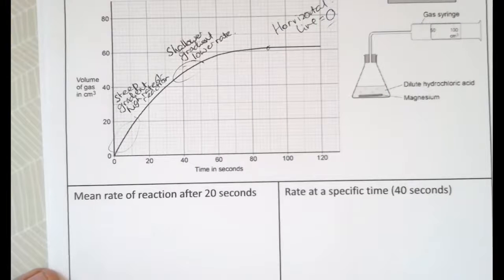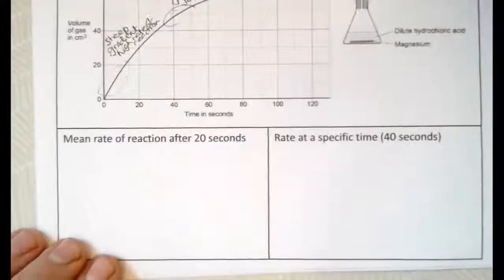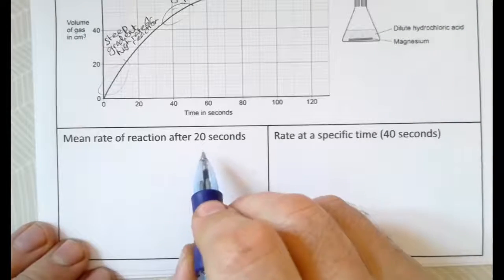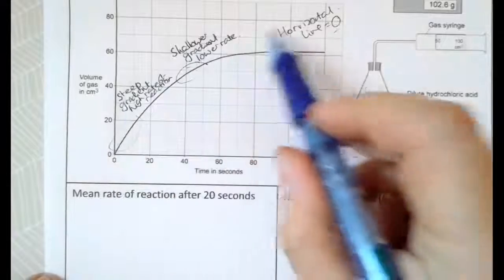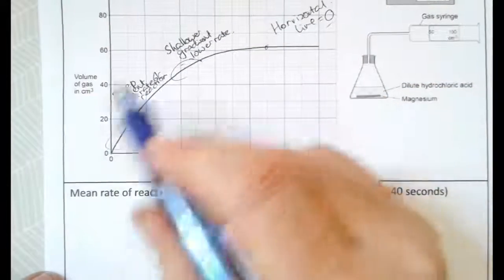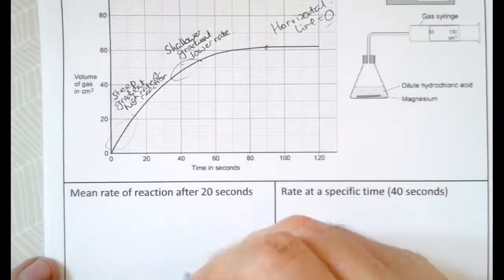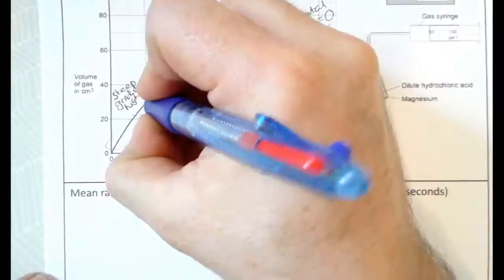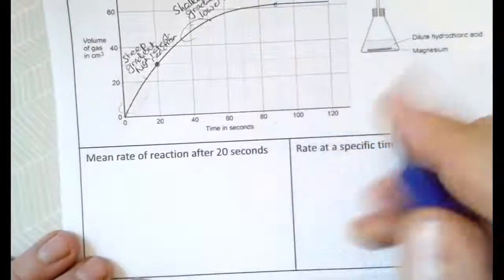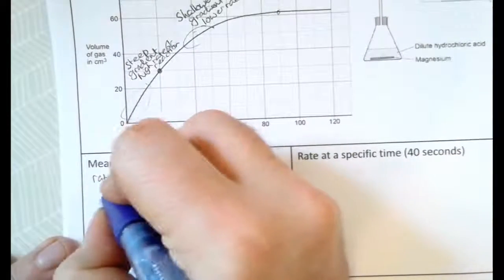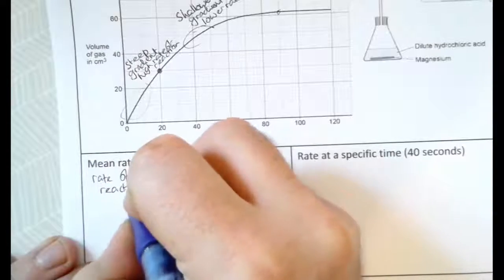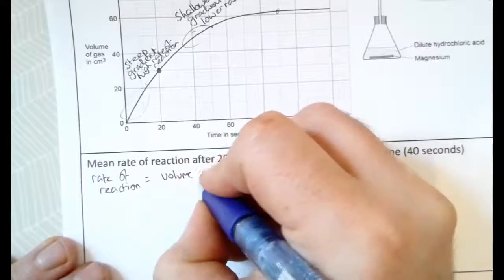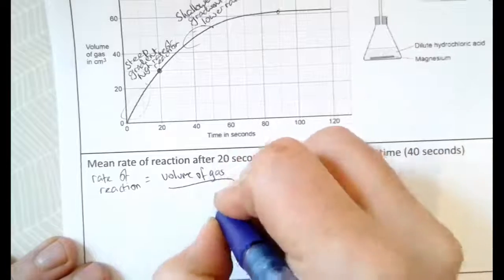There are two things, or two calculations, that you might need to do on this one. The easiest one is to work out the mean rate of reaction over a particular time period. We've chosen to look at 20 seconds here, but they could give you any period of time. The most likely one will be somewhere towards the left hand side of the graph. So let's have a look at the first 20 seconds. This is where the reaction started at 0 seconds, and we're only interested in that part there. We're going to use the equation rate of reaction equals, well, it's volume in this instance, volume of gas produced over the time taken.